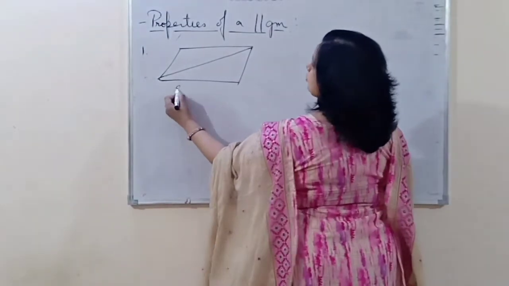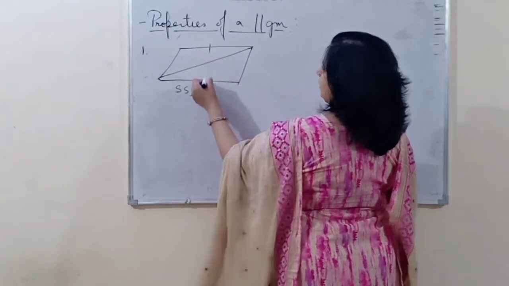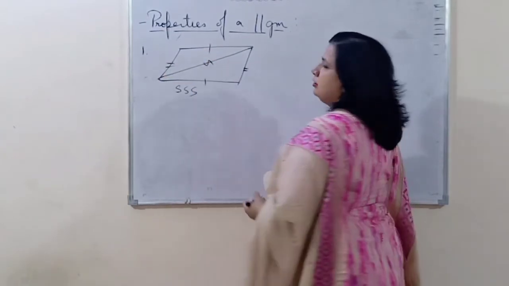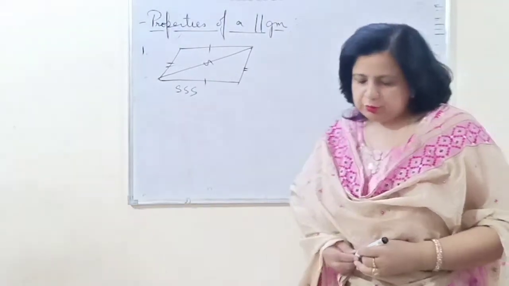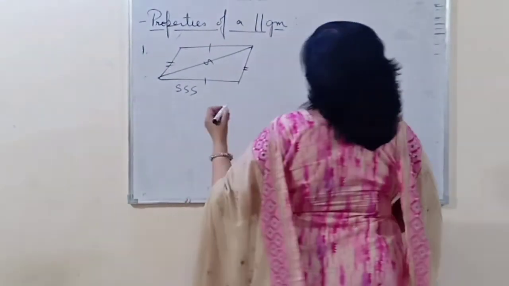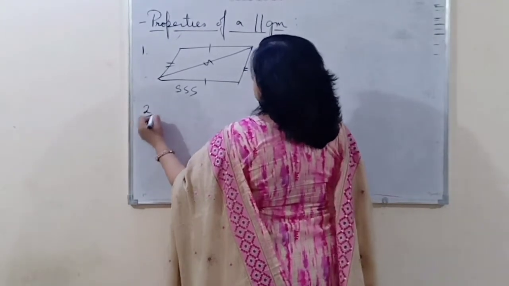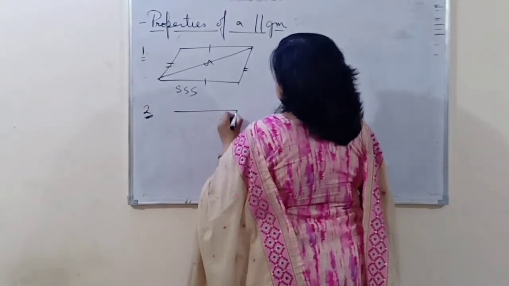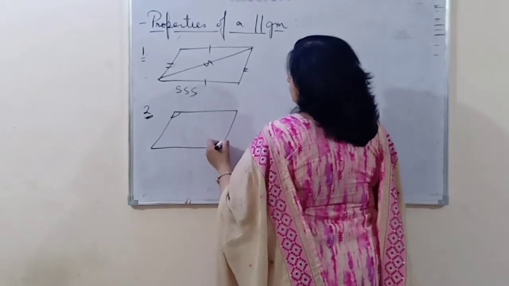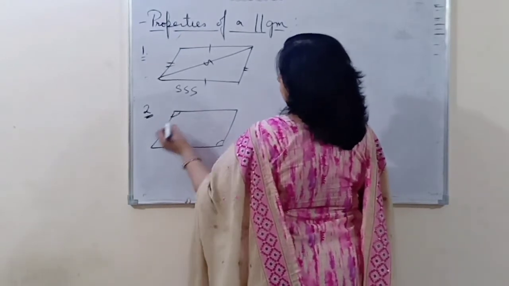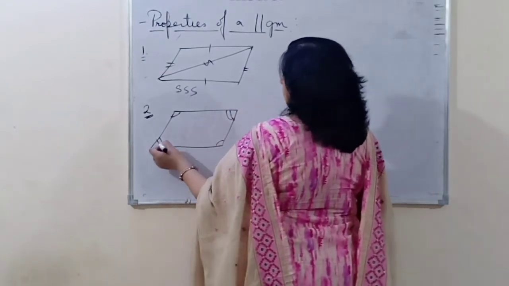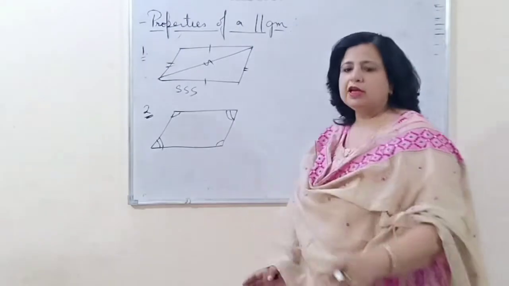So by SSS congruency we can prove that these two triangles are congruent. This side is common. Second property is that in a parallelogram opposite angles are equal. This pair is equal to this. This pair of opposite angles is equal, and these two angles are equal.